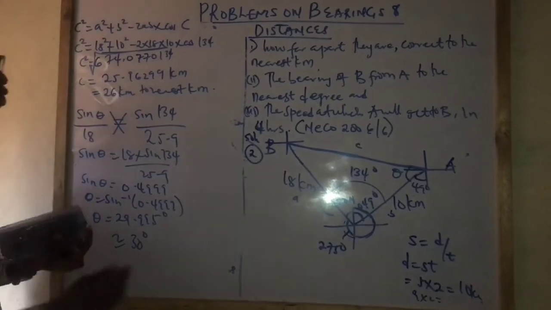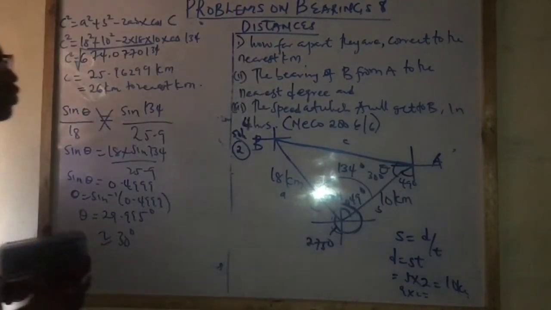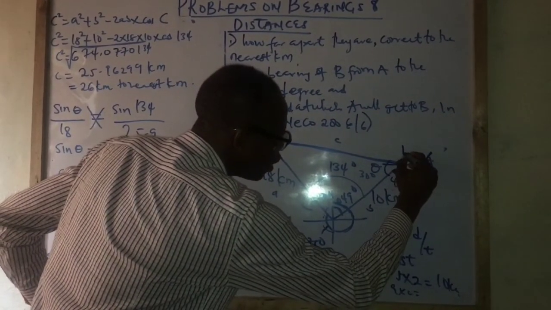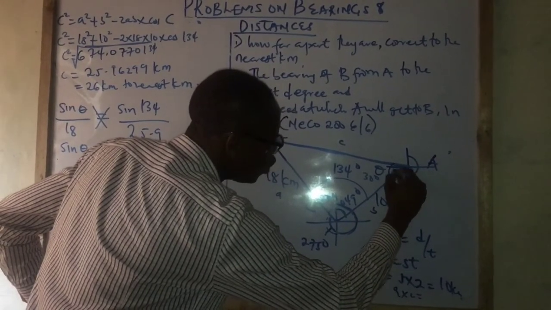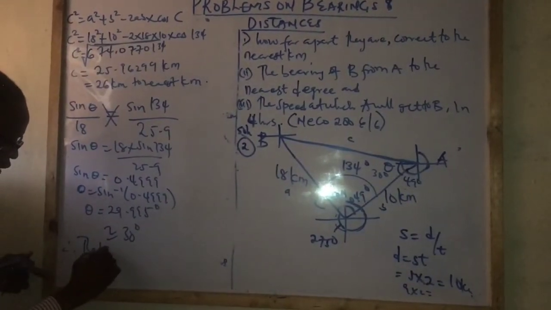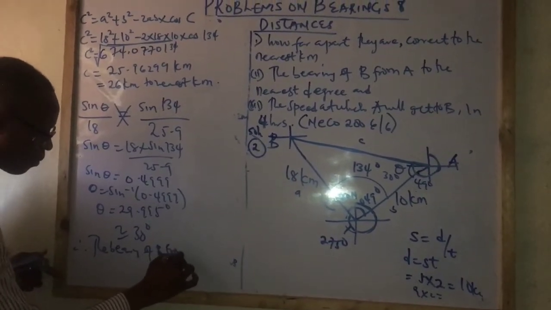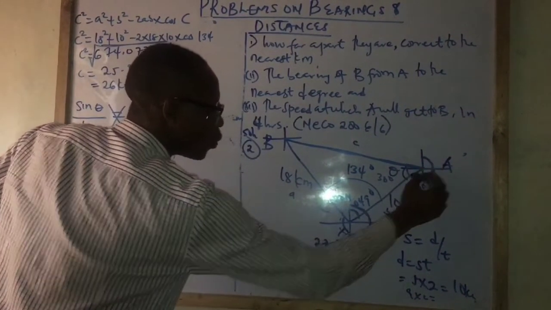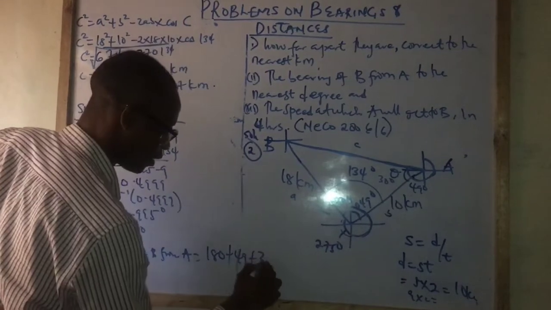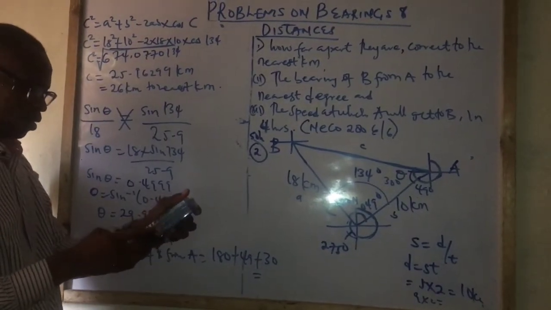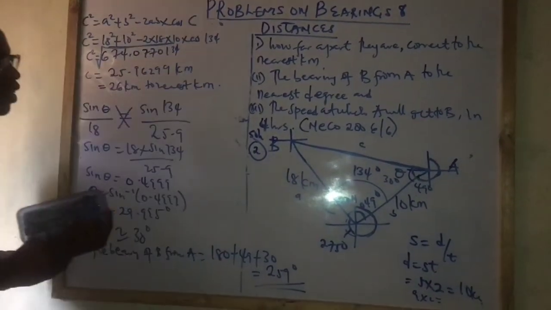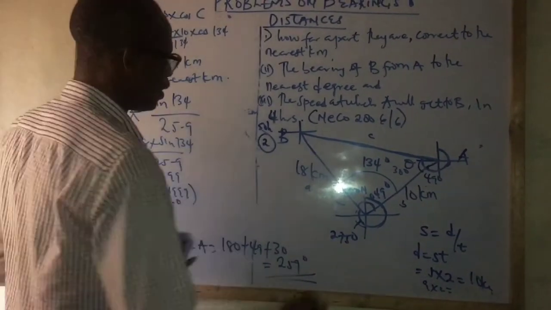But now, that's the angle here, this is 30 degrees, but we're actually looking for the bearing of B from A. So bearing of B from A simply means that, don't forget, we are starting from the north, coming this way to the line that joins this to this. So from here to here is 180. So therefore the bearing of B from A will be equal to 180 plus 49 plus the angle, which is 30. So that will give us 259 degrees. So that's the bearing.